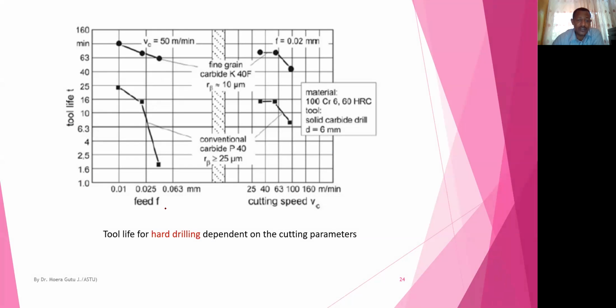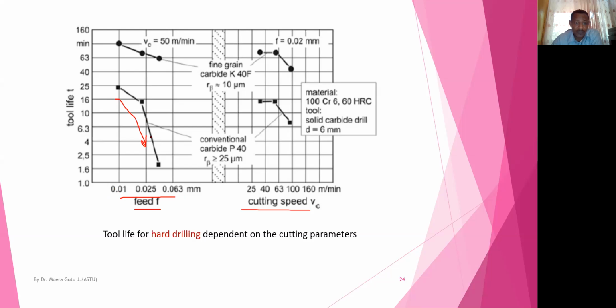This is research conducted to test the effect of feed on tool life during drilling, and the effect of cutting speed, Vc, in meters per minute, on tool life. You will see that during drilling, as the feed rate is increasing, the tool life is decreasing. The tool life keeps on decreasing. So you have to use what? Small feed rates, 0 up to 0.1 millimeter, in drilling of hard materials.